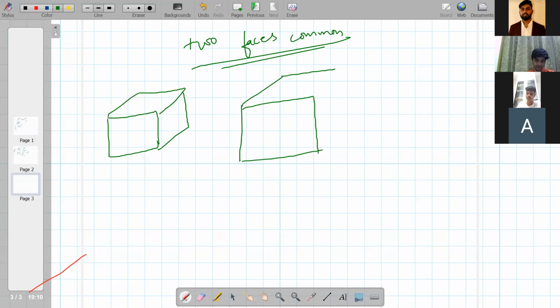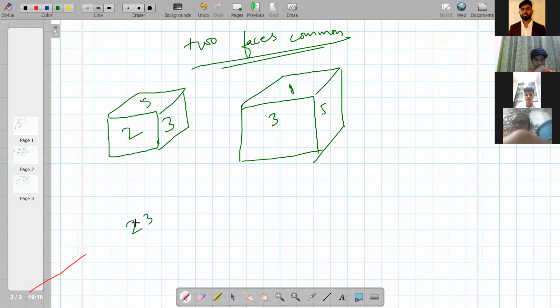2 3 5, 3 5 1. Okay. In this case, what do we know? What do we see? Two phases are common, right? What are the two phases that are common? 3 and 5. 3 and 5 are common.